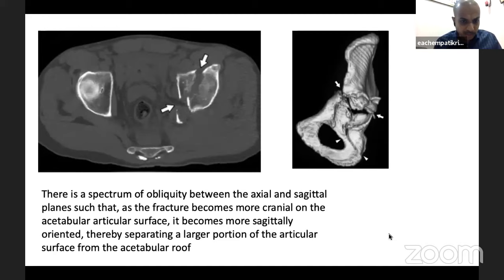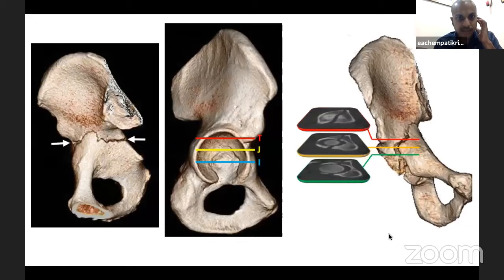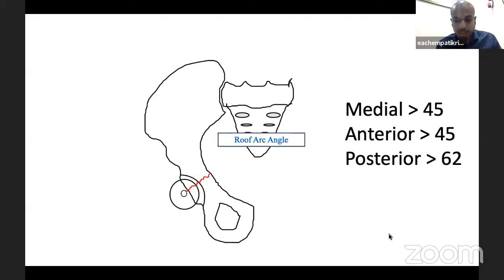There is a spectrum of obliquity between the axial and sagittal planes such that as the fracture becomes more cranial on the acetabular articular surface, it becomes more sagittally oriented, thereby separating a larger portion of the articular surface from the acetabular roof. So this is an important concept, and this has been shown before. So the roof arc angle is an important concept, but it may not be viable in patients with displaced transverse fractures and those transverse fractures associated with the posterior wall. But it is a useful tool to evaluate intraoperatively and also to look at the reduction parameters post-operatively.